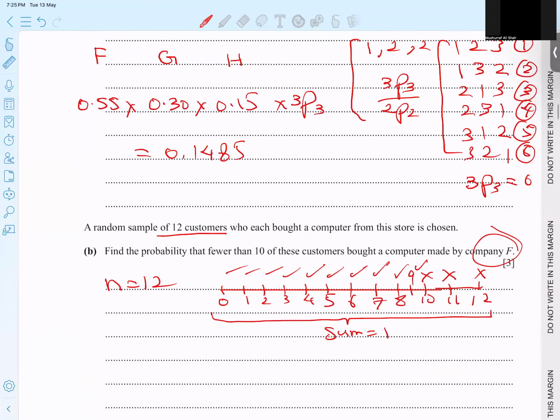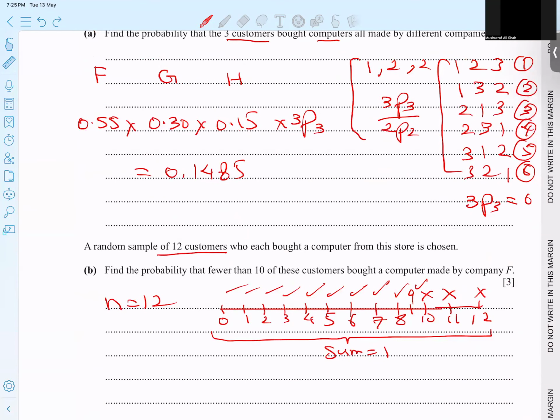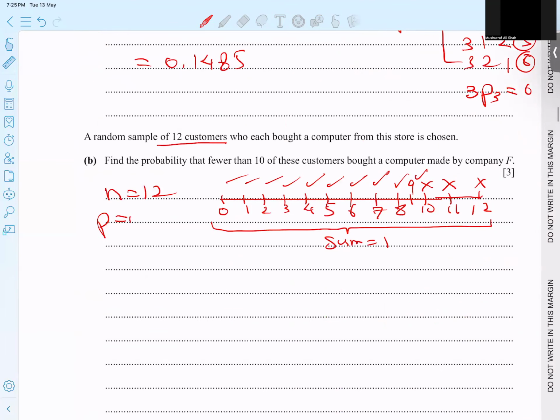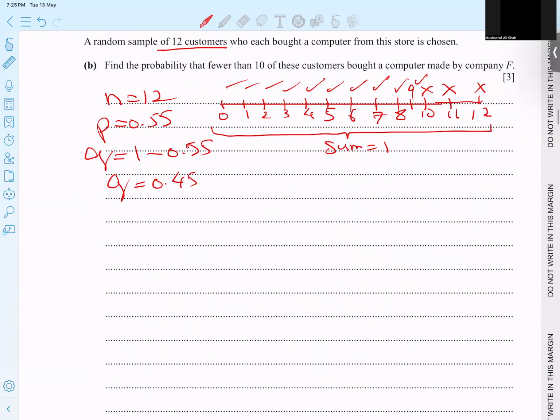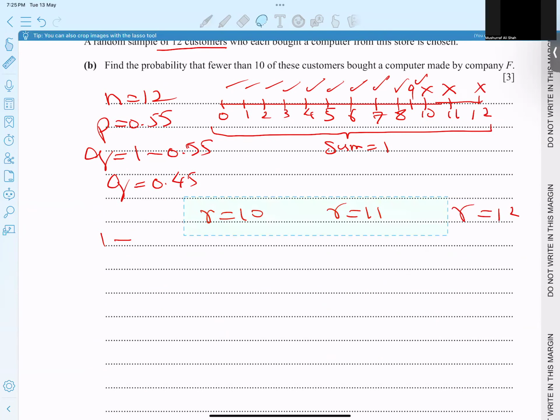And company F's chance is 0.55. So P is 0.55, and Q is naturally 1 minus 0.55, so 0.45. So now what is the answer to do? 1 minus the R value: the R value is 10, 11, 12, and I will subtract them from 1.